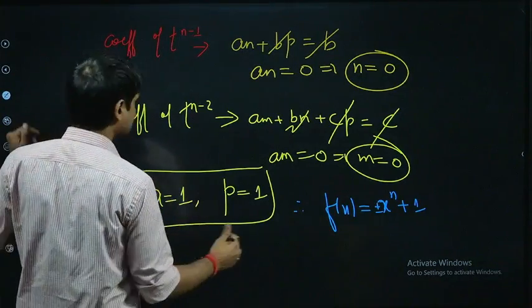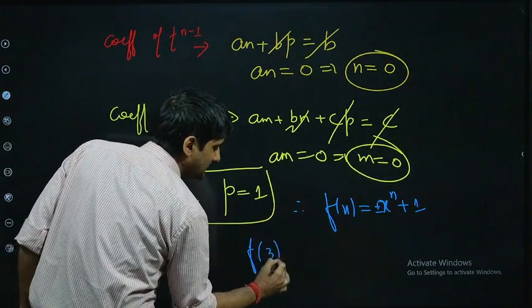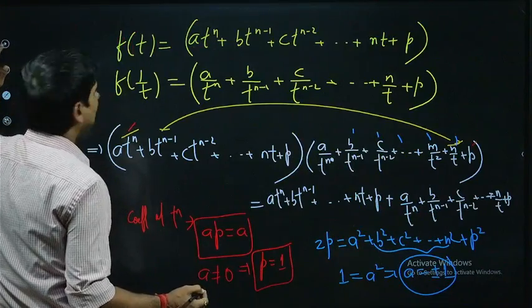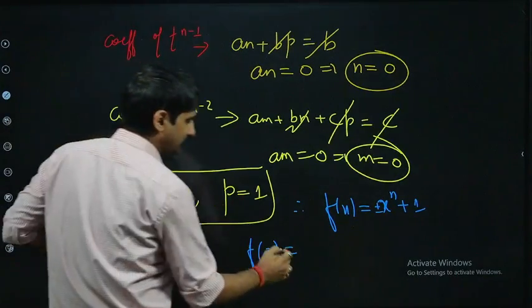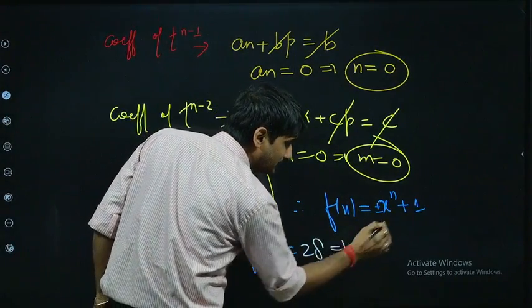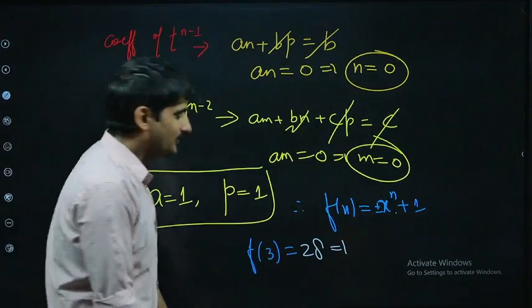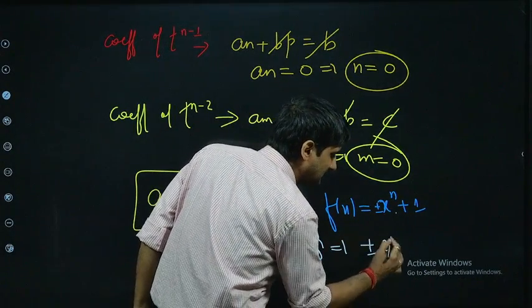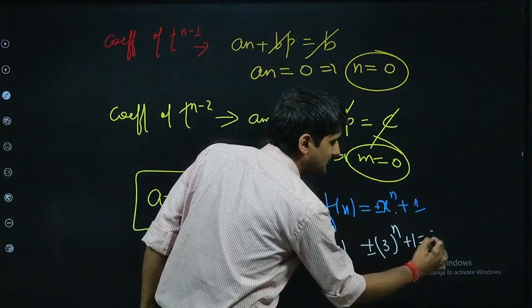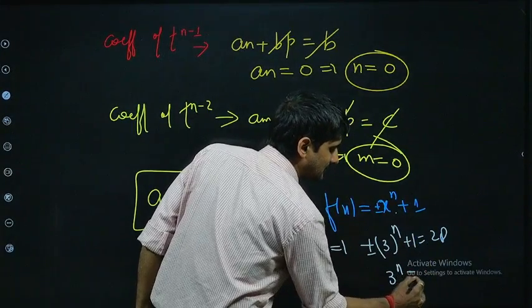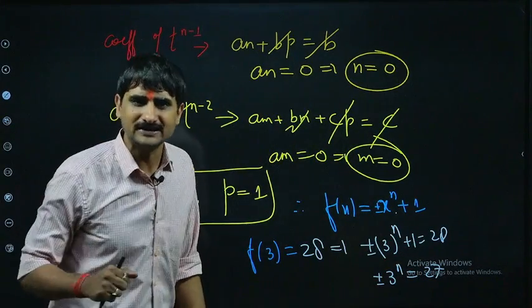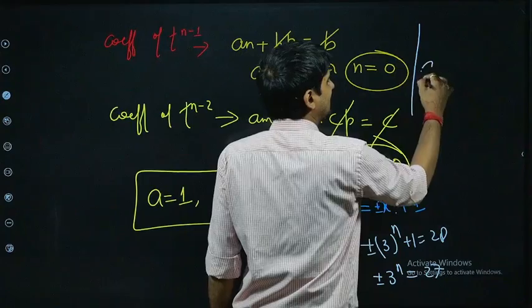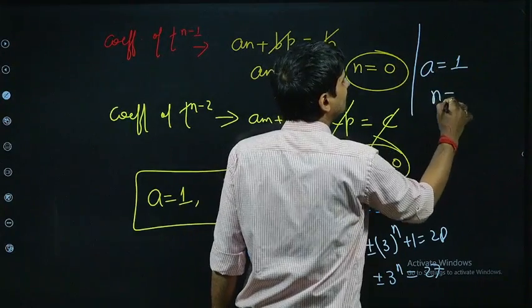Now we are given that f of 3 is 28. If I put the value here, bachon, what will we get? Plus or minus 3 raised to the power n plus 1 is equal to 28. So 3 raised to the power n is 27 plus or minus, and we are not left with a choice. So of course we can say that a is 1 and n is 3.